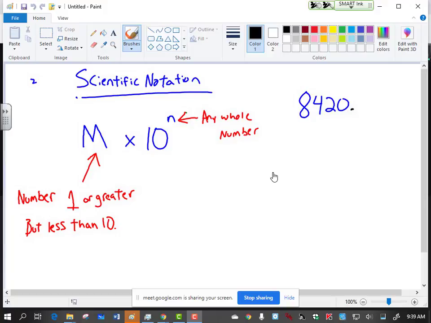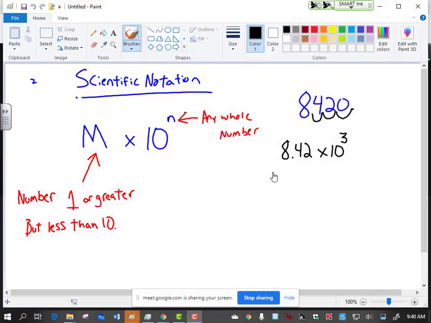Do I stop over the 4? No, because that would be 842, that's bigger than 10. What about here? Nope, that's 84.2, that's bigger than 10. Right there. I've seen some kids go one more, and it becomes 0.8. Why can't it be 0.84? Because that's lower than 1. Good job. So we have 8.42, you don't have to put the 0 on. 8.42 times 10, and then how many times did we move that decimal? 3. That's the number you put there.